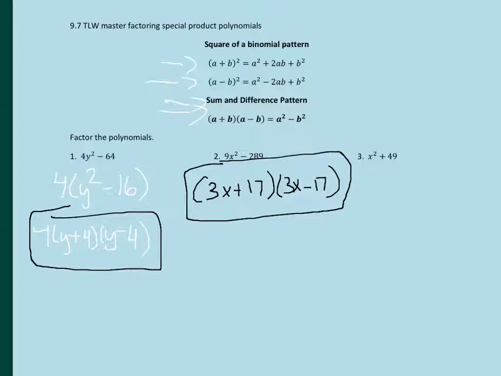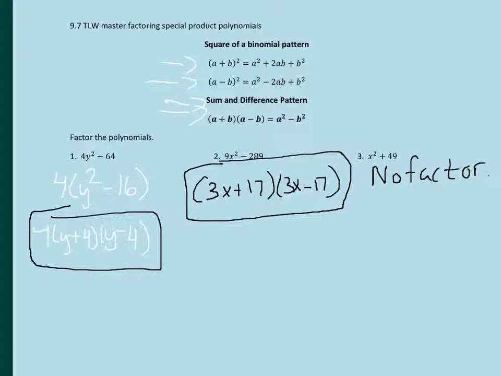So go ahead and press pause, try number 3. Hopefully you did. But guess what? Factor the polynomials. X squared. What's 1 times 49? 49. They are two perfect squares. But is there anything that multiplies to positive 49 and adds to 0? No. So it can't be factored. So you're done. No factoring. Okay?